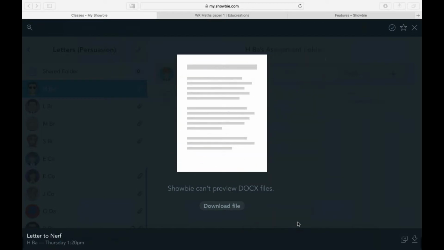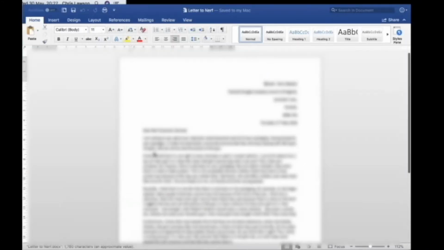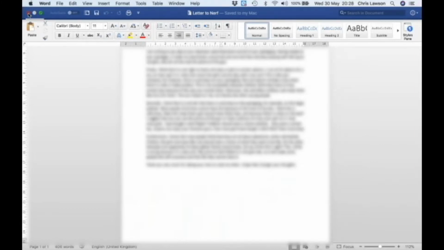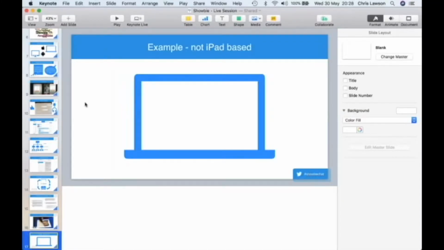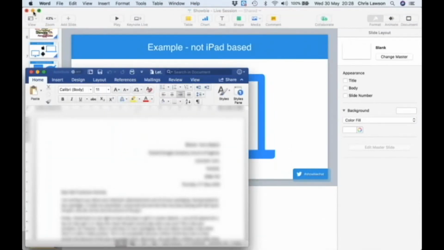And you can see here I'm not using it on a Mac, but it's the same on a PC. But you can then just pull up the piece of work, edit it, and then if we wanted to, we could re-upload that to Showbie. In fact, I'll just show that because it's unbelievably easy.